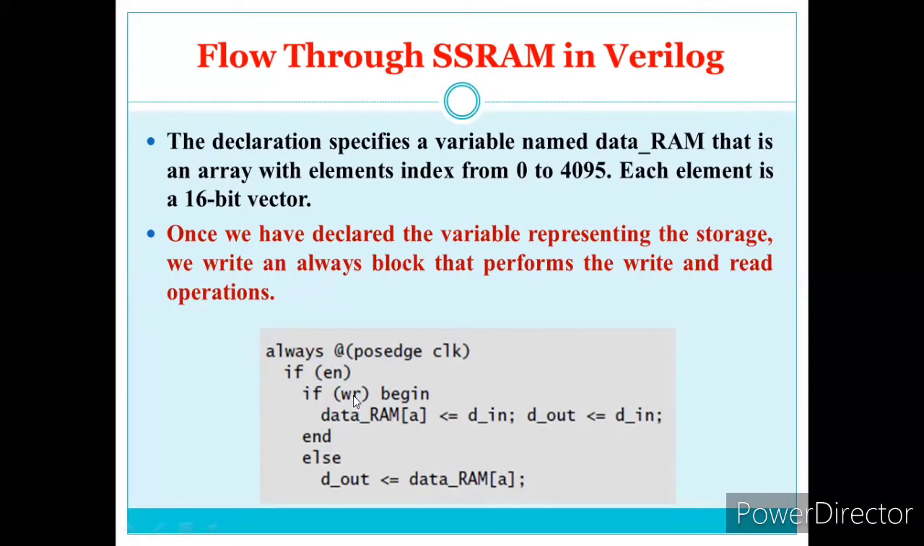So if enable is 1, and then if write enable is 1, it performs the data write into the memory location. Whatever input data it is receiving, it stores in the memory location. Since it is a flow through concept, the same input goes to the output. Else, we have to perform a read, because that was the write which we did. Read means we have to read the data from the memory. So this is the simple way to represent a memory with the help of Verilog code.